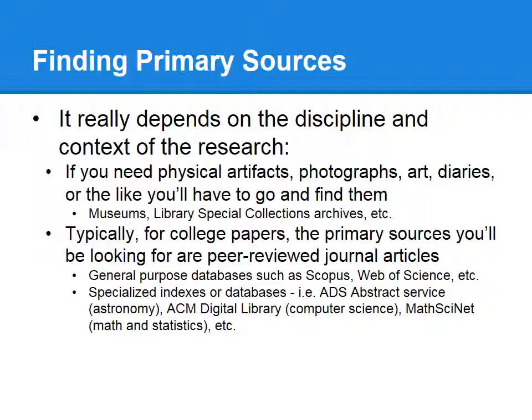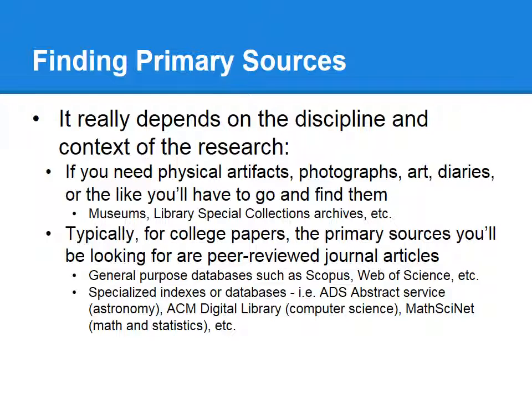So how do you find them? Again, it really depends on the discipline and the context of the resource. If you need a physical object or photograph, artwork, you're probably going to have to go to where they are located, to museums, special collections, libraries, archives, etc. For papers that you're going to be writing here in 316, the primary sources you'll be looking for are typically peer-reviewed journal articles. And in that case, we have a variety of sources.